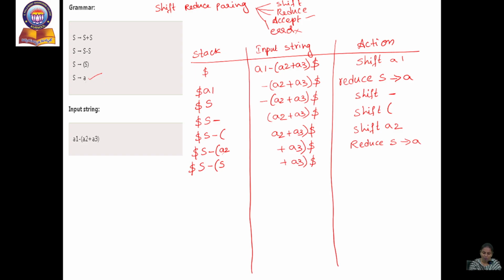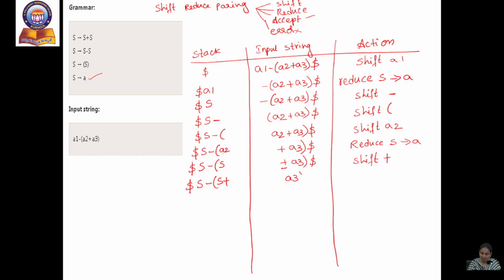So now again I'm going to check whether S minus open bracket S, or directly S, can be reduced by any production. No production is available, so I can do the shift operation. Now which one do I have to shift? The plus has to be shifted, so I'm considering the plus here. So dollar S minus open bracket S will be like that. What I have just now shifted from the input string to the top of the stack is plus. Again this is not available in the grammar, so I'm moving to the next remaining input.